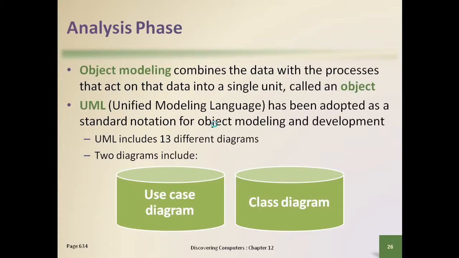Object modeling, gabungan data dengan proses. UML, Unified Modeling Language, adalah standar bahasa pemrograman yang digunakan untuk sistem berorientasi objek. UML itu memiliki 13 diagram, macam tipe-tipe diagram. Dua diagram memiliki use case dan class diagram.